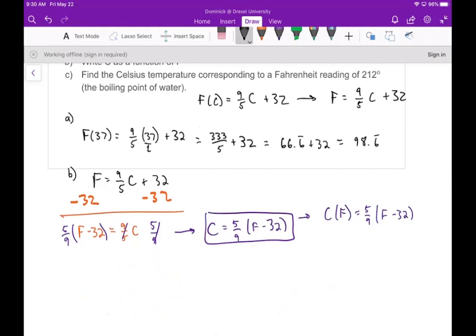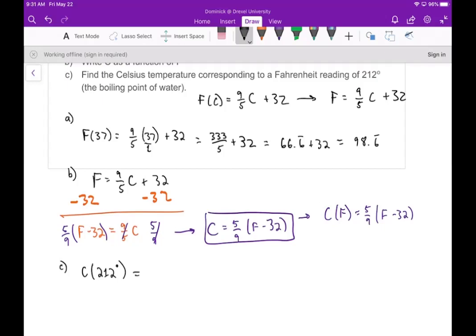Okay, now in part C, we want to find the Celsius temperature that corresponds to a Fahrenheit temperature of 212. Now, if you remember from high school, probably in chemistry, you know that the boiling point of water in Celsius should be 100 degrees. So we should expect 100 to come out, but let's go ahead and do it.